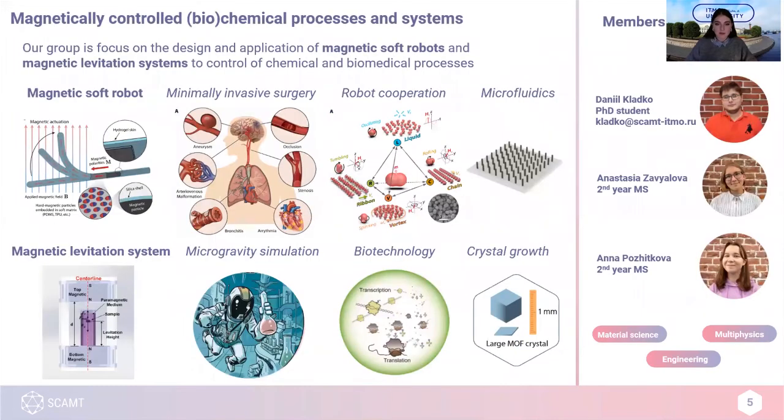The last big branch of our lab is magnetically controlled biochemical processes and systems. This is about a lot of materials: magnetite nanoparticles, other magnetic nanoparticles, and magnetic biorobots, magnetic materials that can be applied as non-invasive surgical tools for a lot of applications like thrombolysis and so on.